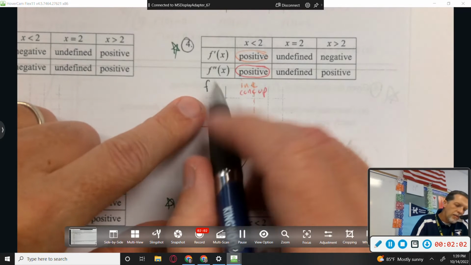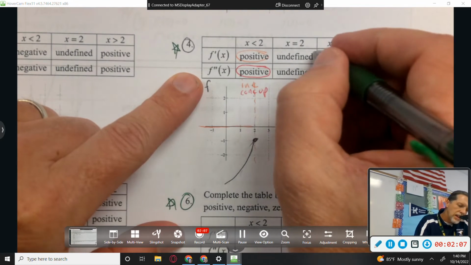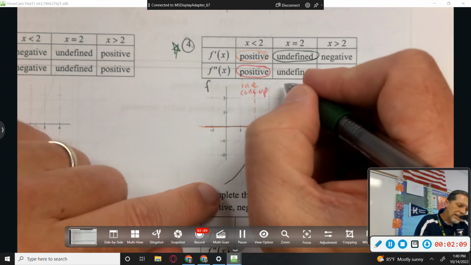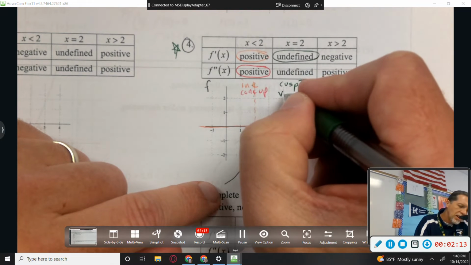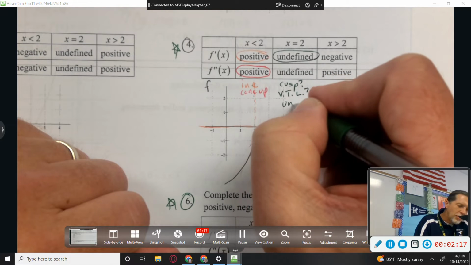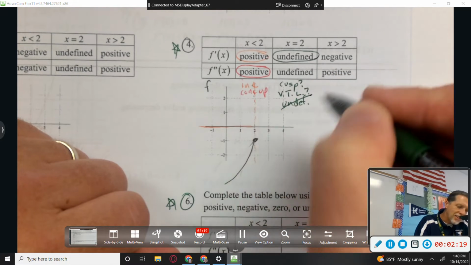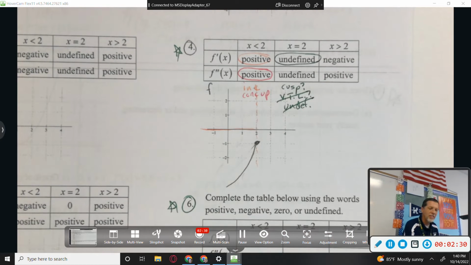Okay, if f prime is undefined, then I don't know what it is. That could be a cusp, it could be a vertical tangent line. I think it's a cusp. I think it is too. It could be undefined, but I know that's not the case because they told me that f of 2 is negative 1. So I know there's a point there. I don't think there's a point there, so it can't be a vertical tangent line. So I'm pretty sure it's a cusp.